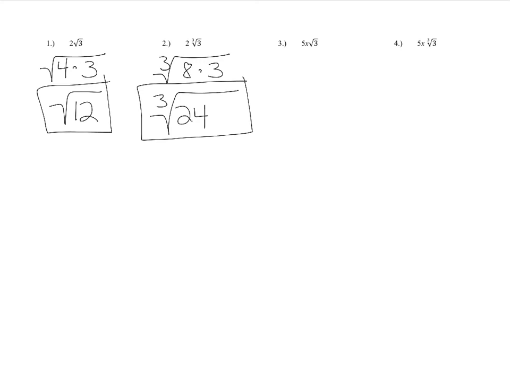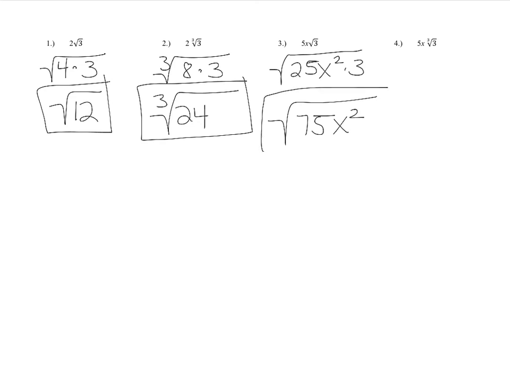The next one, 5x square root of 3. We're going to square the 5x. 5x squared is 25x squared. And you already have a 3 in there. That wasn't your perfect square. Put that together. That gives you the square root of 75x squared. Done.